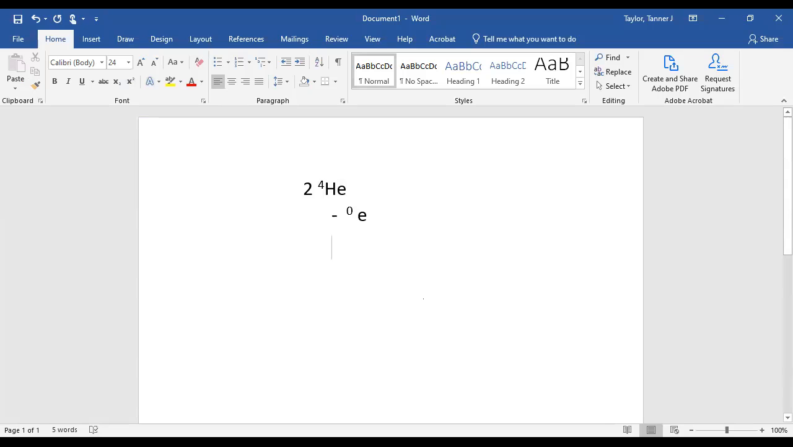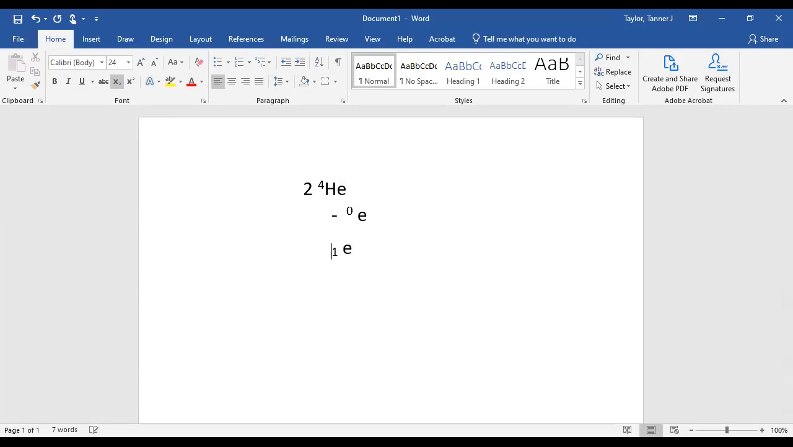Okay, so then we'll go on to the positron emission, and you're going to start out with the E again, but instead of a negative, since it's a positive electron, you're going to have a positive one as the amount of protons.